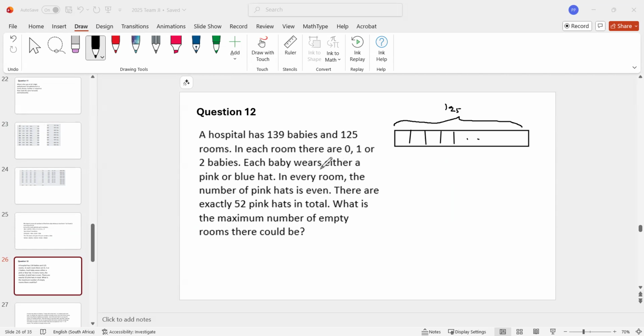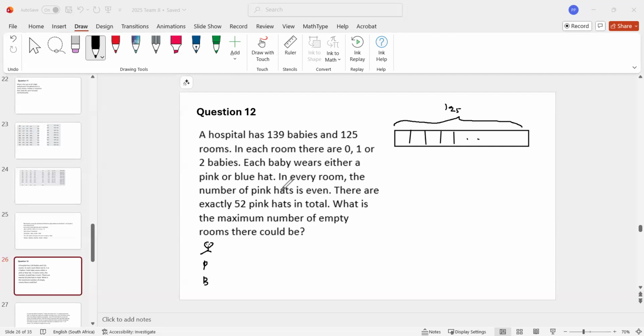Each baby wears either a pink or a blue hat. So you've got all these babies. Oh, I don't know how to draw babies. That doesn't look like a baby. It certainly looks like an 8, but not a baby. All right, pardon my non-artistic talent. Okay, so now the babies have either a pink or a blue hat.